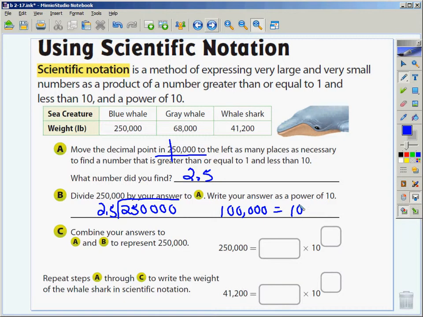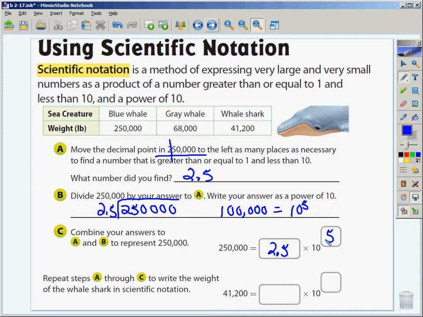100,000 would be 10 times what? 4. So what power? 10 times 10 times 10 times 10 times 10. It's basically like counting zeros there, right? Yes, sir. So 250,000 would be the same as 2.5 times 10 to the 5th power.